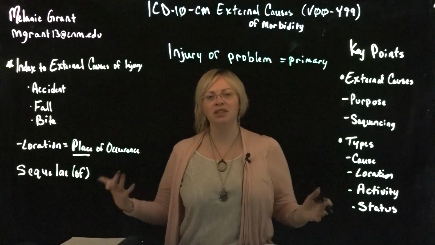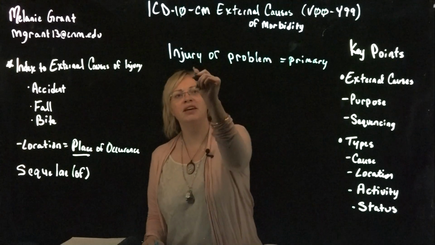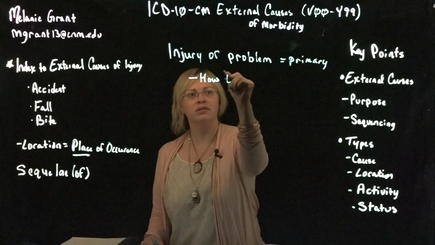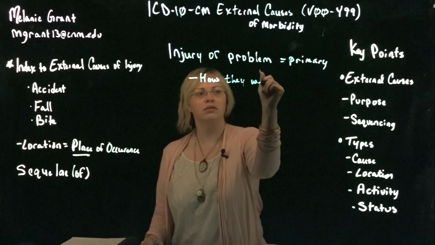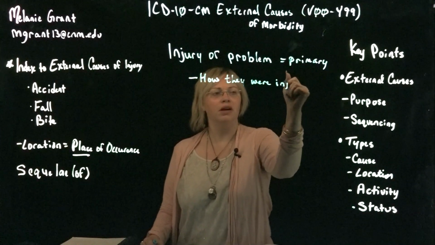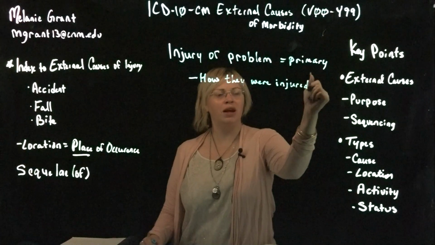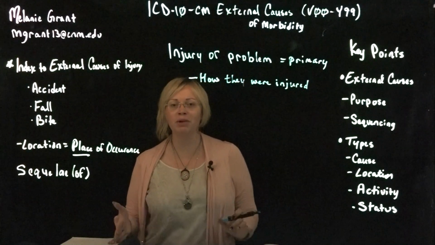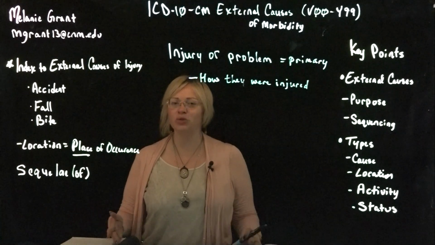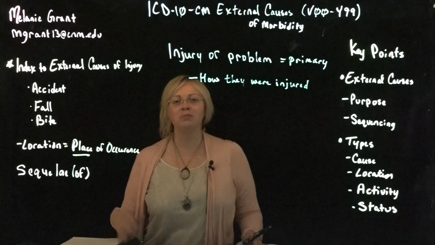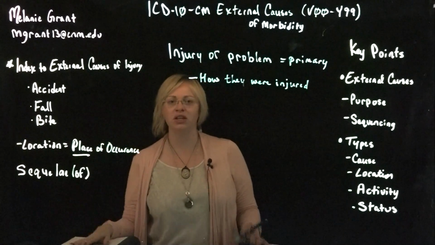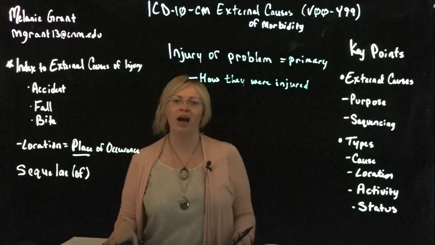Then we're going to list some of these external causes. We're going to say, first, how they were injured. And in some cases where a patient, for example, has conditions that are caused by work environments, it's an injury to a disease such as black lung, where you won't have an injury code, you'll have a condition, but you'll still have the how it happened.